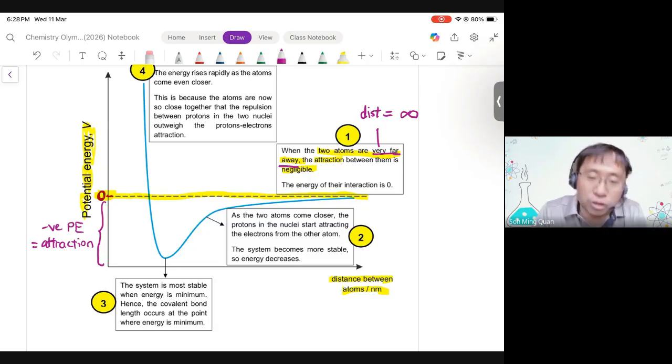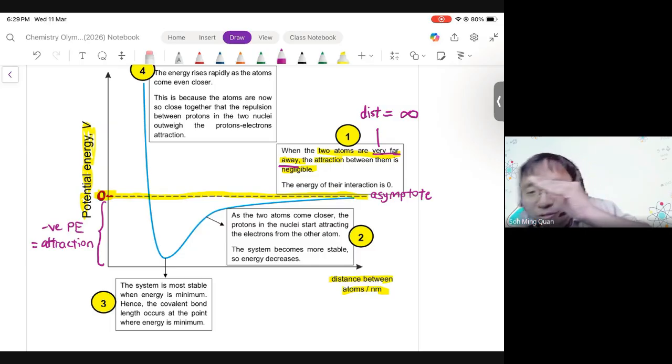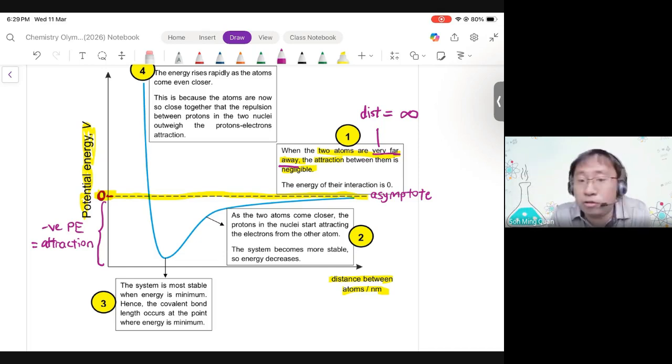Next question. Can you ever reach infinity in mathematics? I'm sure you know the answer is no. You can't reach infinity distance. Which is why, can you see this dotted line where energy equals zero? This dotted line is the asymptote to the graph. I think you know what an asymptote is. An asymptote is a line that the curve will never ever cross. It goes near to this line. The energy can go near to zero, but it will not cross it.